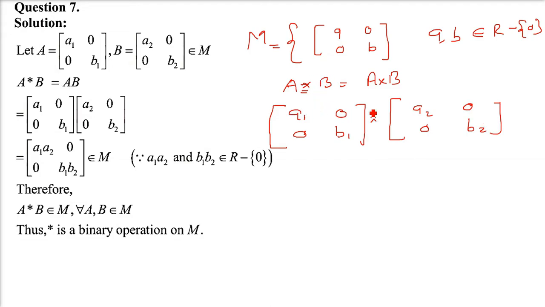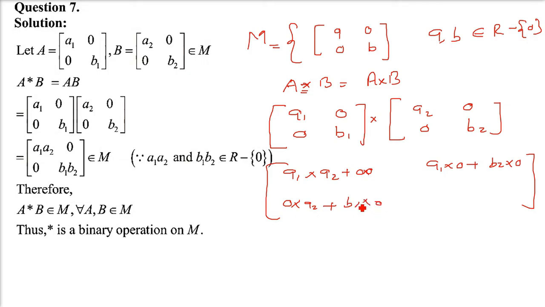Now the first row has to be multiplied by both the columns. So a1 into a2 plus 0 into 0. Then we have first row with second column, so a1 into 0 plus 0 into b2. Then we have the second row with the first column, so 0 into a2 plus b1 into 0. Then we have the second row with the second column, 0 into 0 plus b1 into b2, and then just add it.